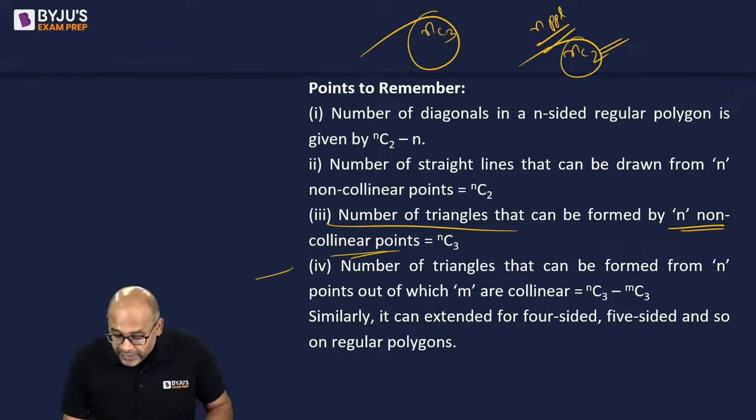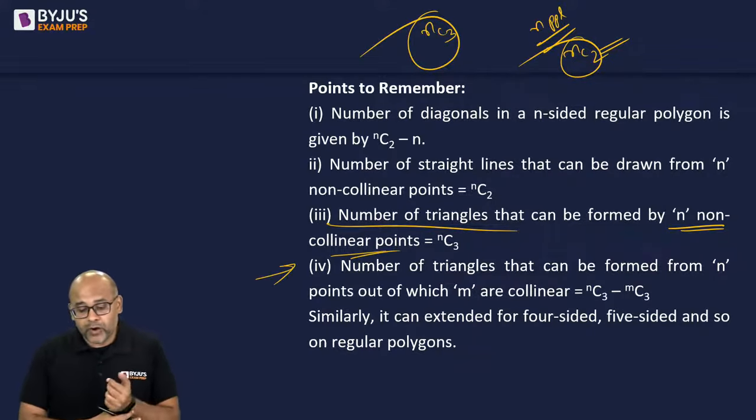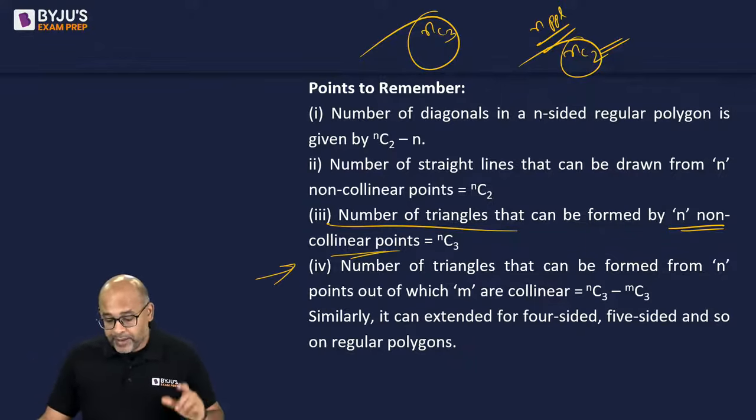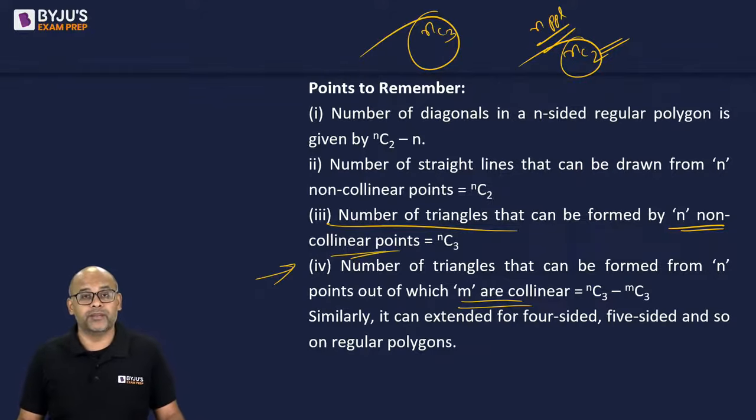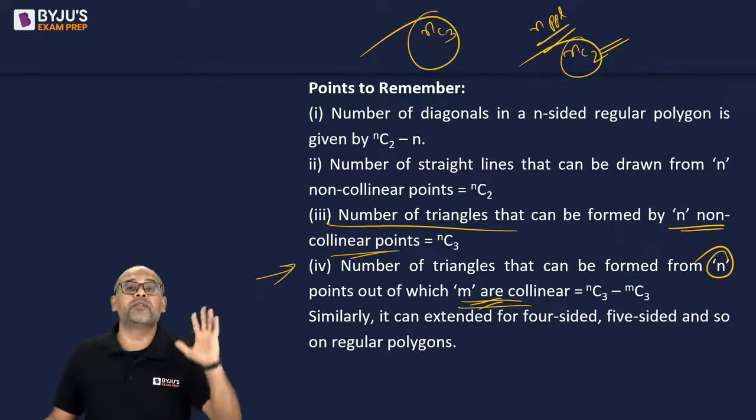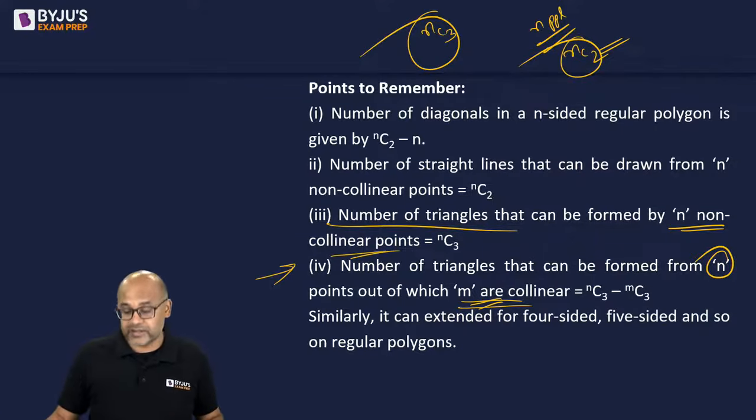Right? Finally, the 4th point. The number of triangles that can be formed from n points, out of which now we have collinearity coming in. So if there are totally n points and some of them are collinear, some of them are non-collinear, then what happens?